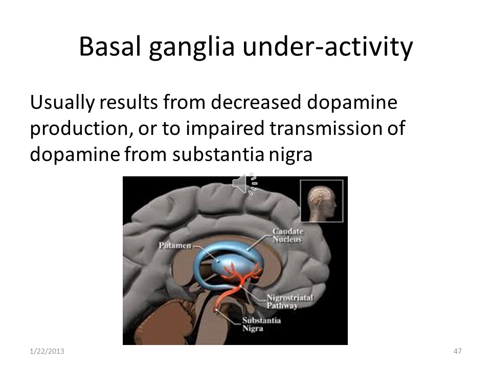When the basal ganglia are underactive, it usually results from decreased dopamine production from the substantia nigra, or something that affects the transmission of dopamine from the substantia nigra to other parts of the basal ganglia.